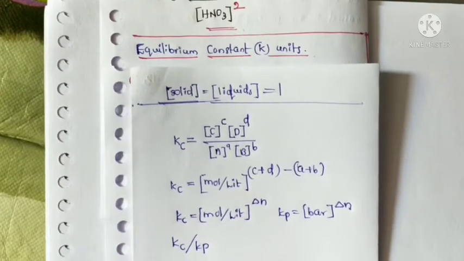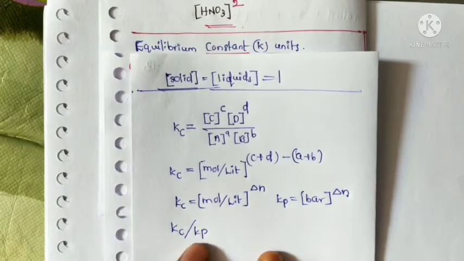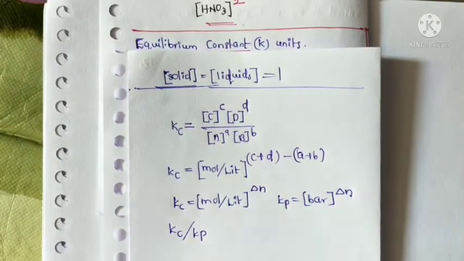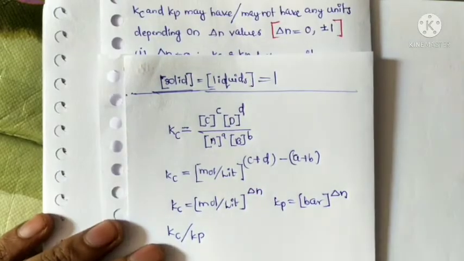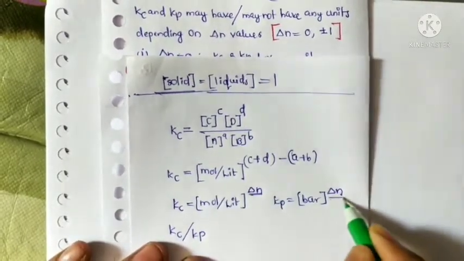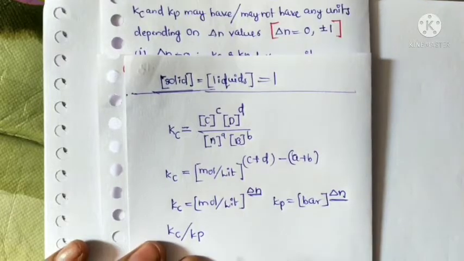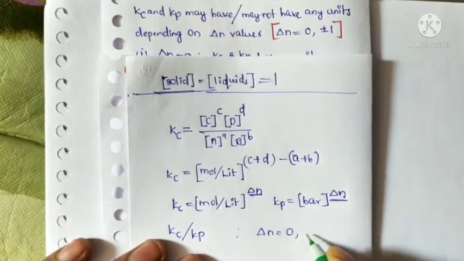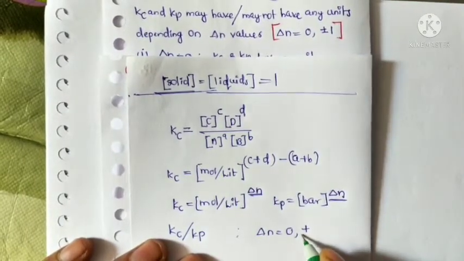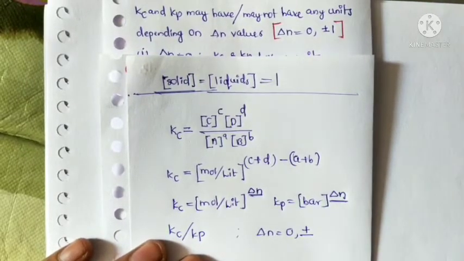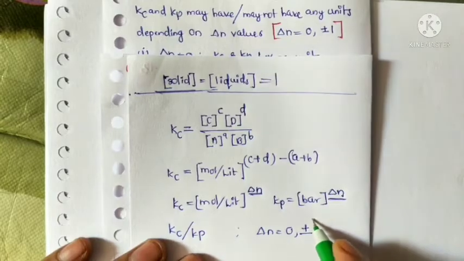Now the units for Kc and Kp. Kc and Kp may or may not have units, depending upon the delta n value. Delta n may be zero, a positive value, or a negative value, depending upon the reaction coefficients.